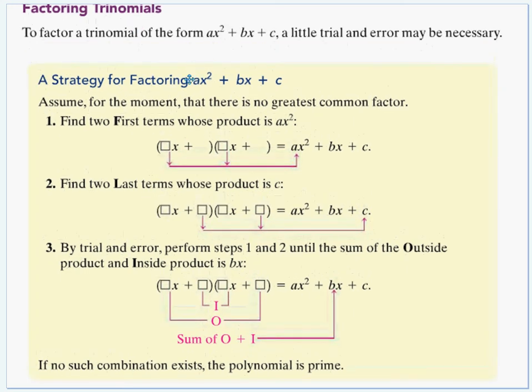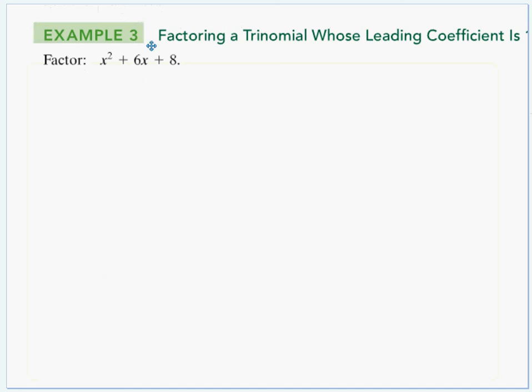This first term, ax squared, it has to be from x times x. If that a is a 1, it makes it so much easier. So that's just going to be x times x. And then you want to find 2 numbers that multiply to c and add up to the b value in the middle, the outers and the inners. Again, this being pre-calc, you've seen this factoring stuff quite a few times. So let's just dive into an example here.